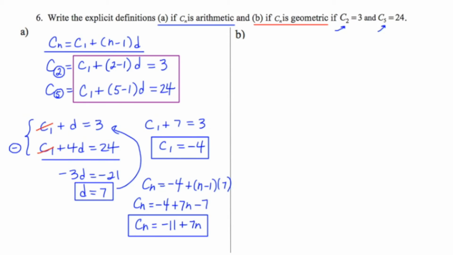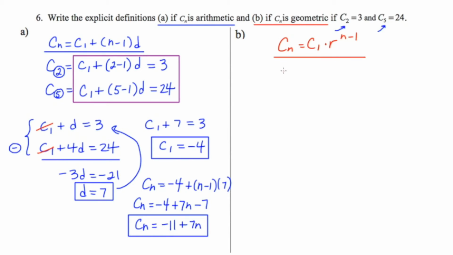Now we're going to do part B, which is considering the same initial set of information, but thinking about it as though it's a geometric sequence. So I'm going to start with just the general definition of a geometric sequence, which is that C sub n is equal to C sub 1 times r to the n minus 1. And I'm going to keep that formula at my fingertips as I plug in some of the very specific information.